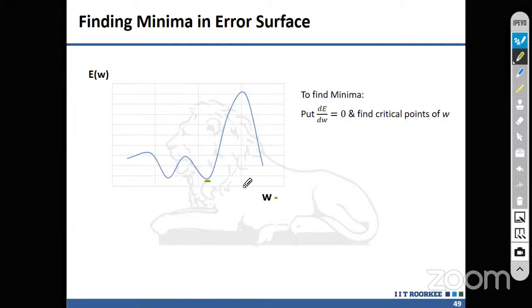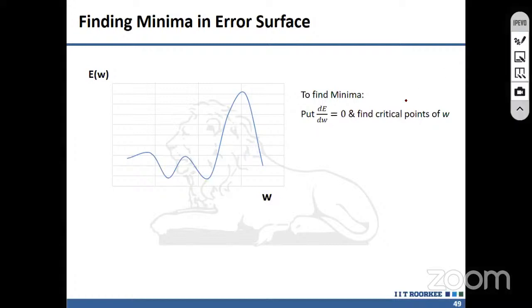Now if we want to find the minimum error with respect to this W, then we have to find this first order derivative, that means del E by del W, and then we have to see where it is zero. The point where it is zero, that means this is the minimum. These are the minima points where this gradient del E del W is zero.